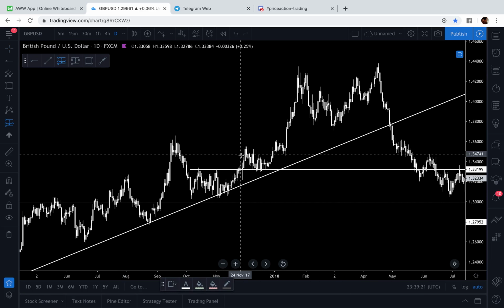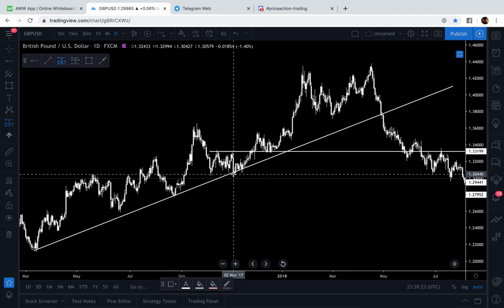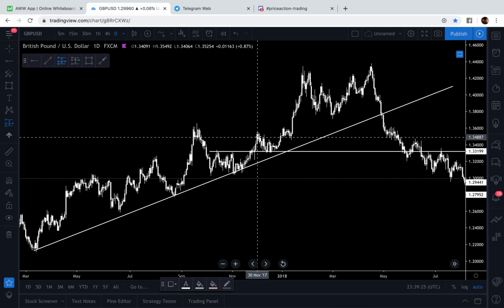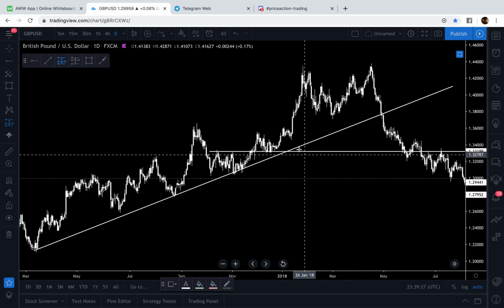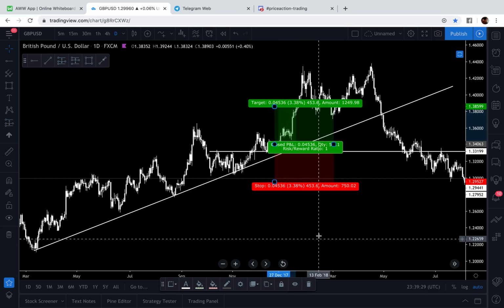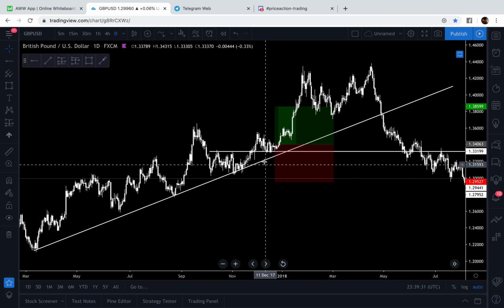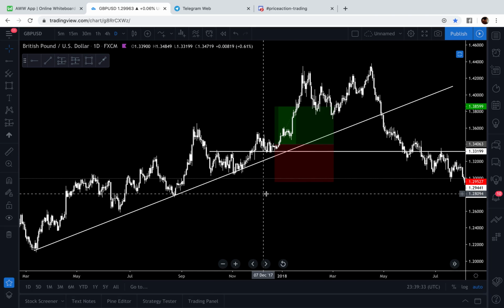So as price started going, you could have used the idea that price has rejected the trend, and then it's also broken above and retested a horizontal level. You could have simply looked to take a trade right there. Your risk will be somewhere below the horizontal level and somewhere below the trend.